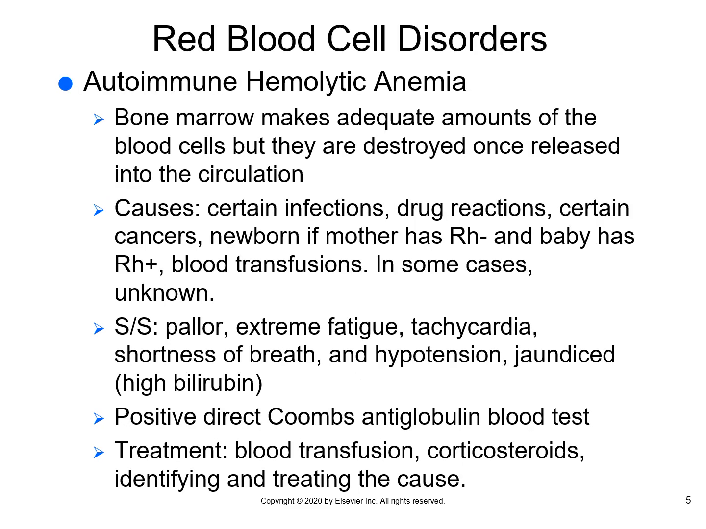Autoimmune hemolytic anemia. In this condition, the bone marrow is not the one that is having the complete failure to function. Bone marrow is totally fine. It makes adequate amounts of the blood cells. But the problem starts when those blood cells get released into the circulation because as soon as they get released, they get destroyed. So you're going to have symptoms like pallor, extreme fatigue, tachycardia, shortness of breath, and hypotension.